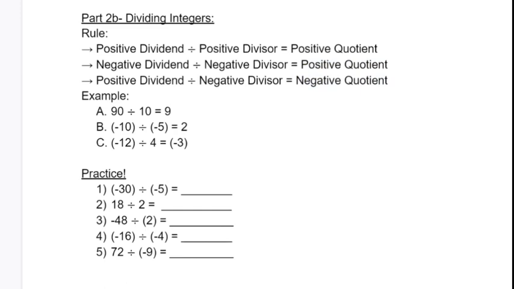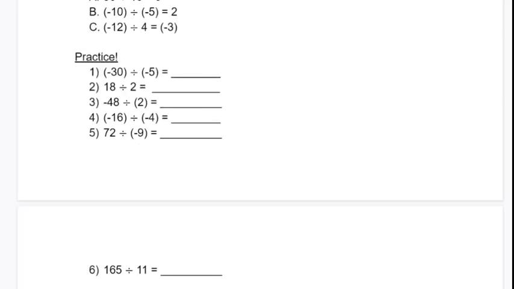90 divided by 10, they're both positive. It has to give a positive answer, and the answer is 9. Negative 10 divided by negative 5 has to give a positive quotient. The answer is positive 2. And negative 12 divided by 4 is going to give us a negative quotient, so it's negative 3. And again, here are some practice questions for you.